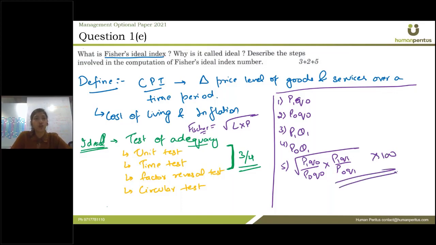So these are the steps in calculating the ideal index. First we'll calculate the required values for Laspeyres, then the required values for Paasche, and then we'll calculate the geometric mean of those values. Okay, so that's what you have to write. Explain the steps and you will get the answer.